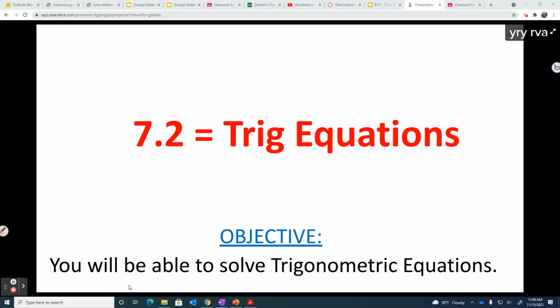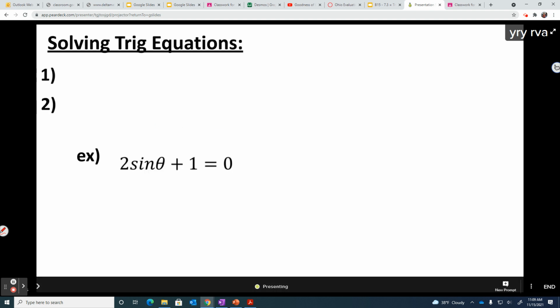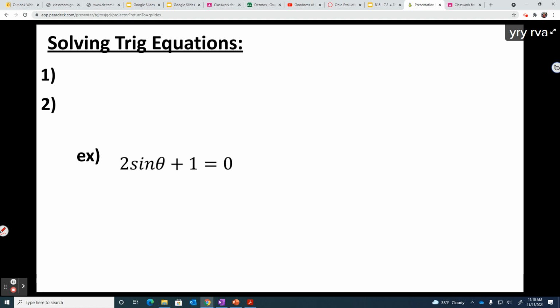To solve trigonometric equations. So before I write down anything, I actually want to just see if you guys could solve this example. We'll do it together. So here's an example of a trigonometric equation, right?